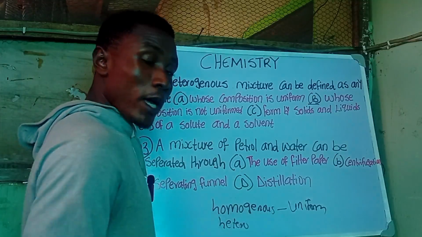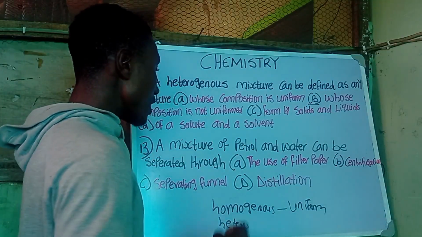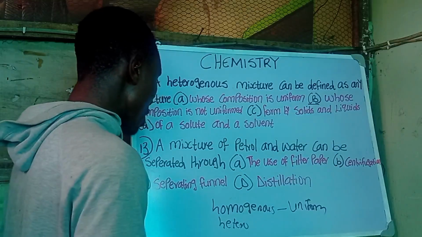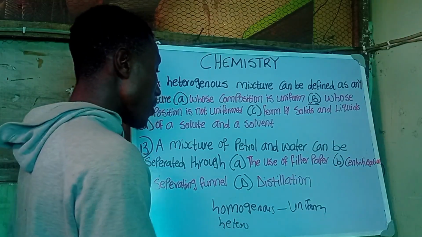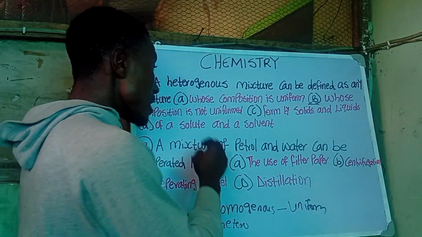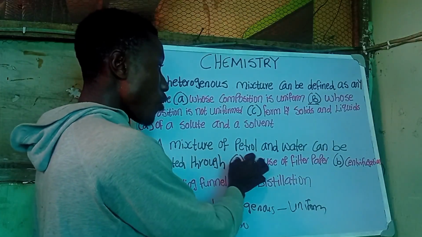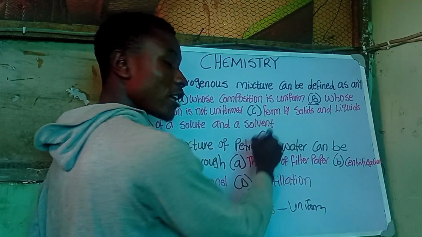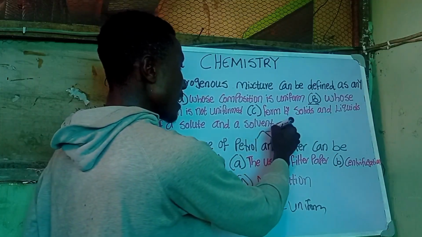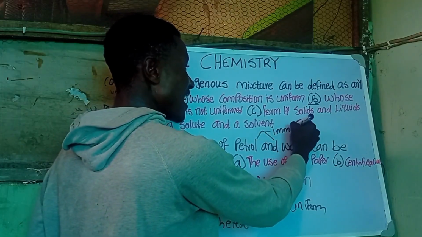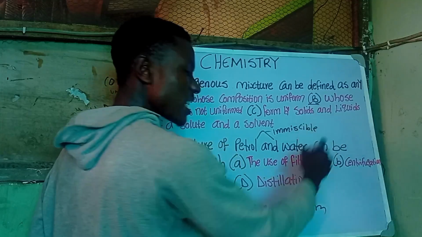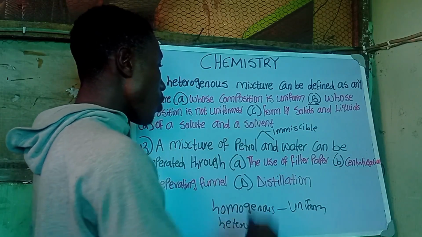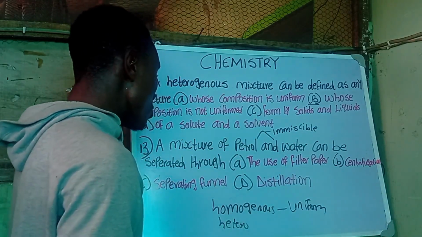A mixture of petrol and water can be separated through A, the use of filter paper, B, centrifugation, C, separating funnel, and D, distillation. The separation of what? Petrol and water. You find out that when you mix petrol and water, they cannot dissolve. So these two substances are immiscible, and they are different from each other.